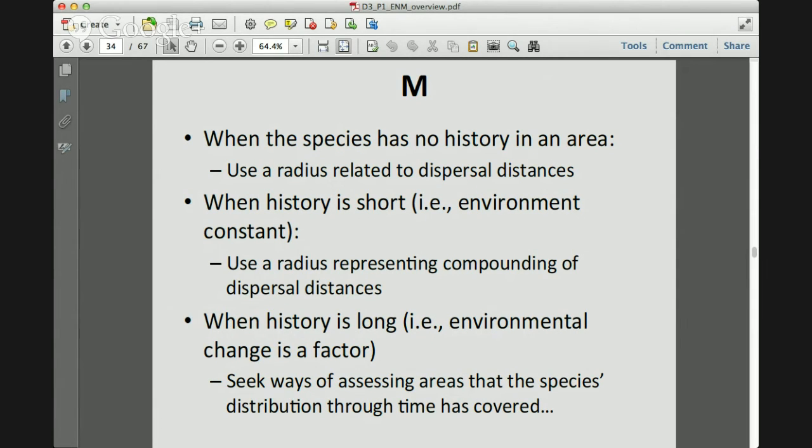So this is one of the most crucial and the most ignored steps in this whole process. And essentially what you need to do is come up a priori with a hypothesis of the accessible area for your species. Read that paper, please.